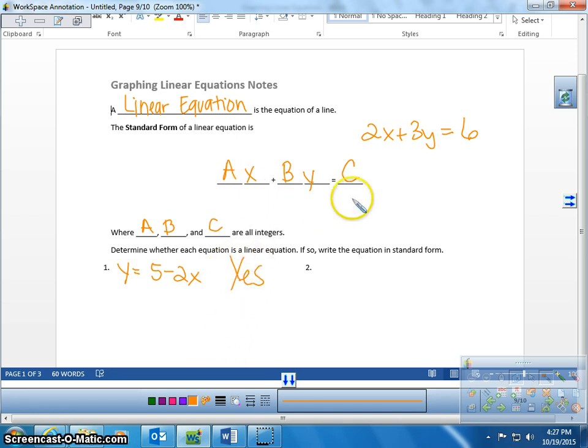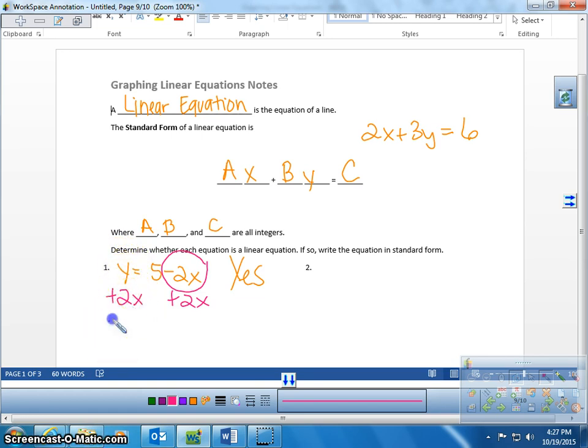Now, we want to write this in standard form. So I want my x's and my y's on the same side, and my term without a variable on the one side by itself. So I'm going to move this 2x over. So to move this 2x, I'm going to add 2x to both sides. Can I combine y and 2x? No, I can't combine them because they are not the same variable. They are not like terms.